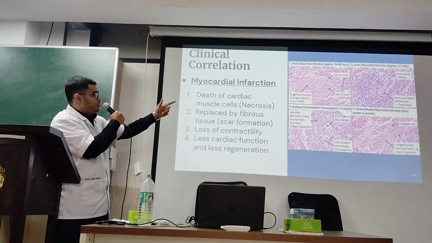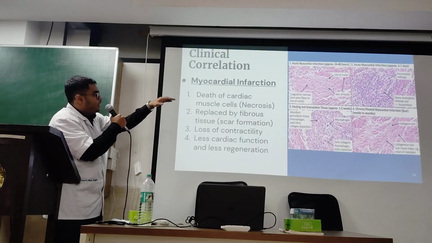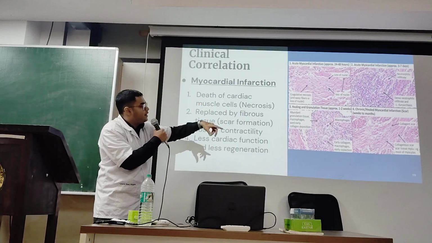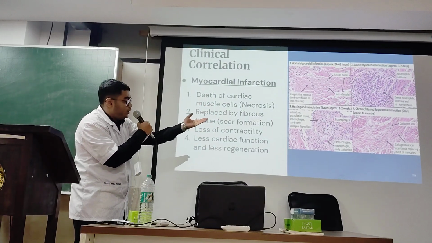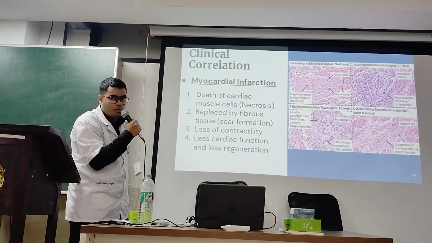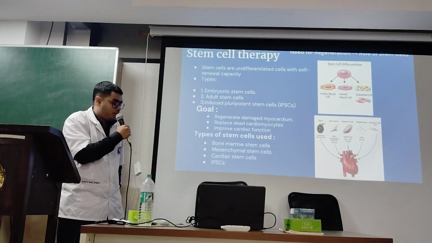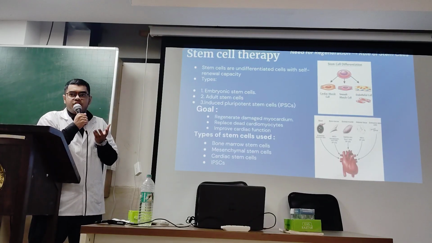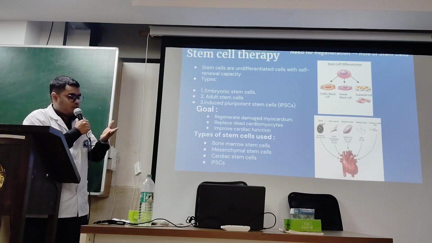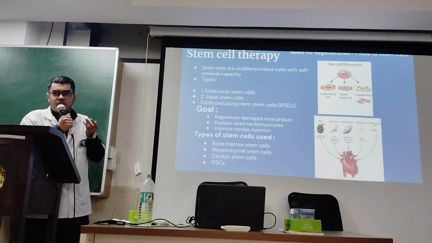Here you can see in the initial stage there is formation of wavy cardiomyocytes, then there is loss of nuclei, and in the final stage we can see the collagenous scar forming, scar tissue replacing most of the myocytes. Now let's talk about stem cell therapy. As we know, there is limited regenerative capacity of cardiomyocytes, so stem cell therapy is a promising regenerative therapy.